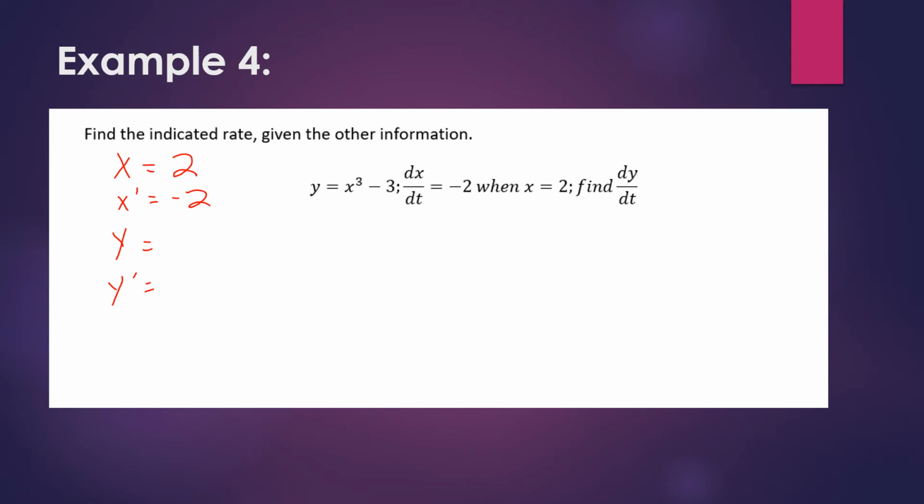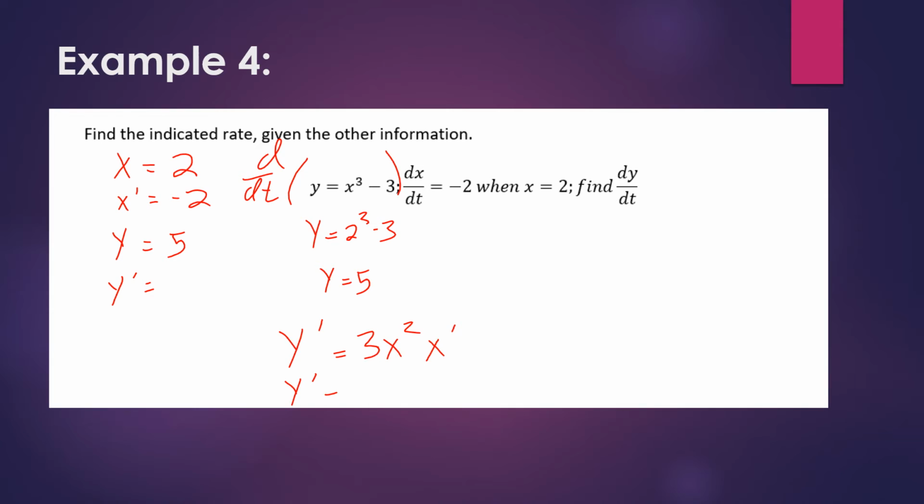So if we want to find y, let's just plug in. We're going to get y equals 2 cubed minus 3. So that should be y equals 5. And then to find y prime, we're going to take d dt. The derivative of y is y prime. The derivative of x cubed is going to be 3x squared x prime. And then the derivative of -3 is 0. So from here, we're just going to plug in. y prime equals 3 times 2 squared times -2. So if I'm not mistaken, 3 times 2 squared, that's 12, times -2 is -24.